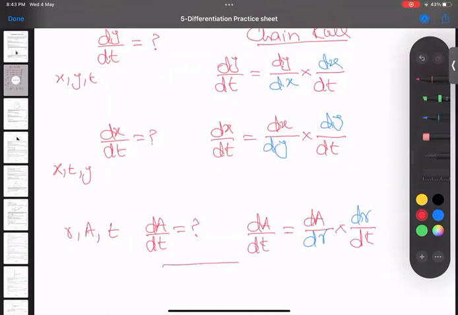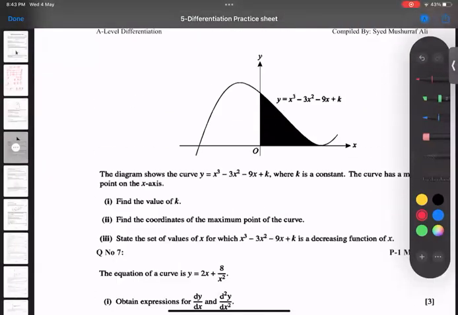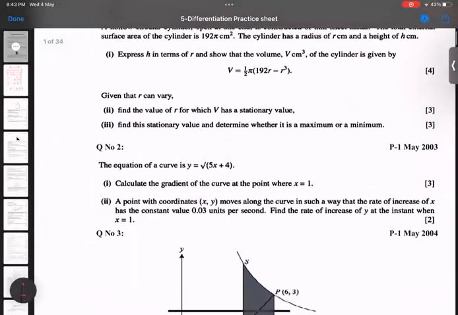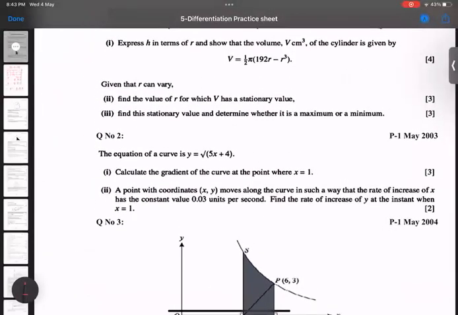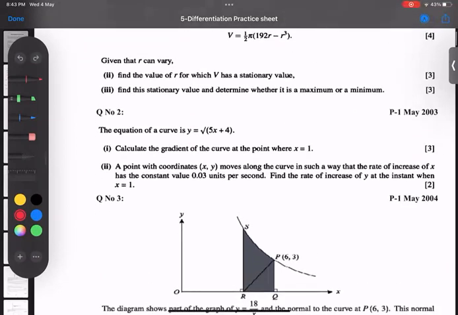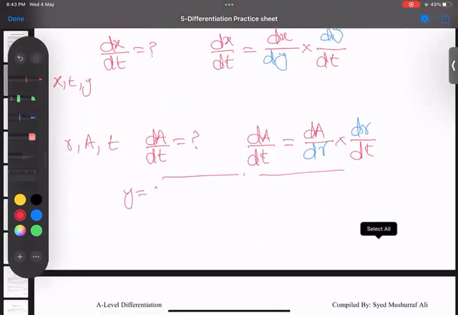Have a look now. I'm going to introduce one question. I think on the previous page we have a good example available. It is June 2003, paper 1, and we have part number 2. Here we have given y, and you can see y is equal to the root of 5x plus 4.